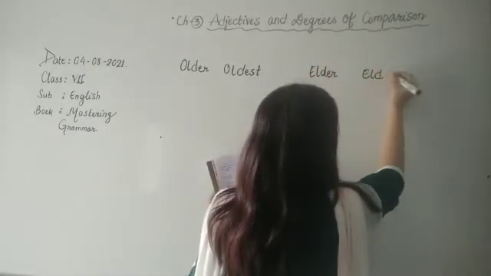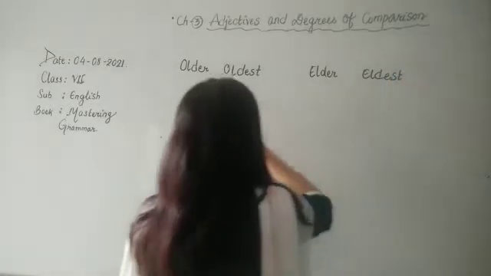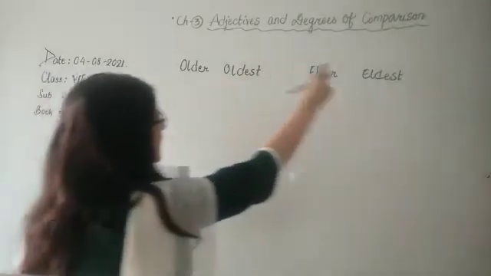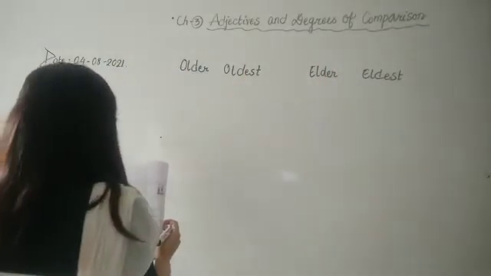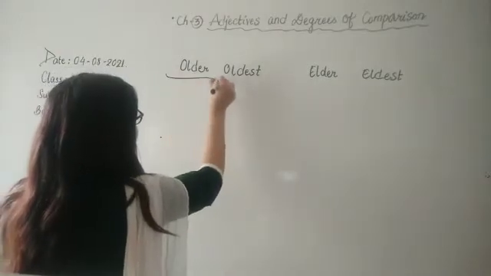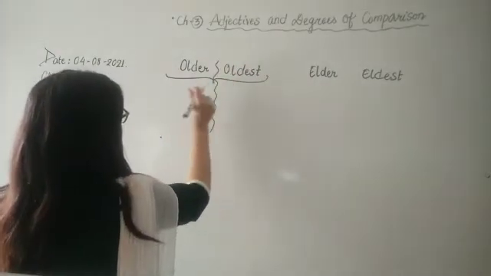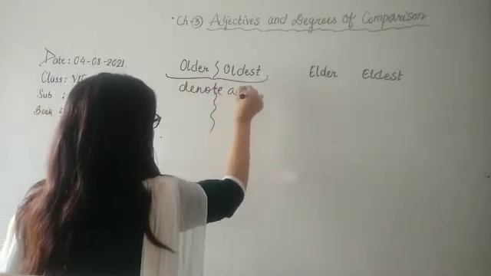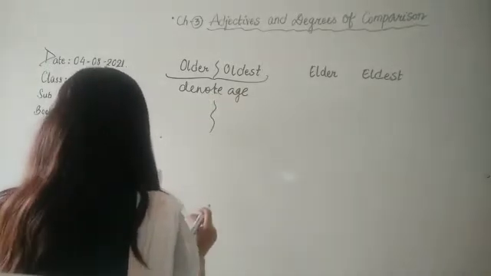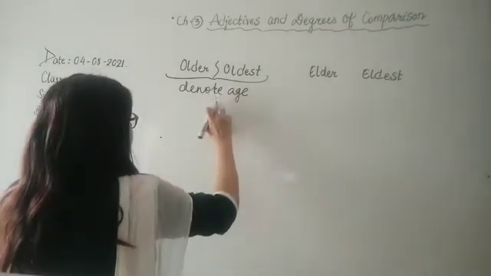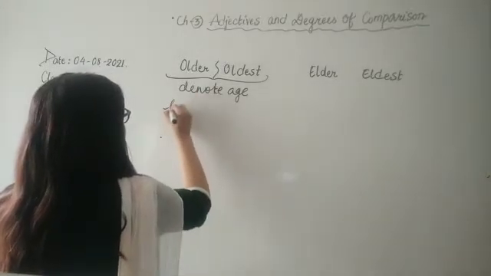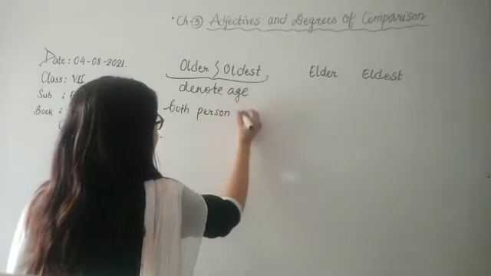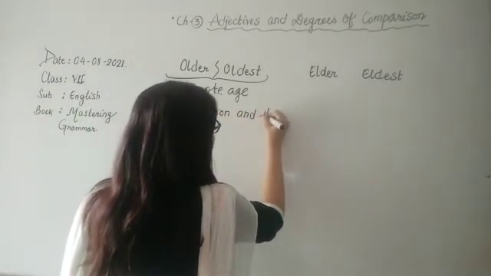Now let's see what is the difference among these four words. What is the difference between these two and these two words? Both of these will be used to denote what? Age. Remember this, they will be denoting age, and this can be used for both person and thing. Okay children, you should remember this.